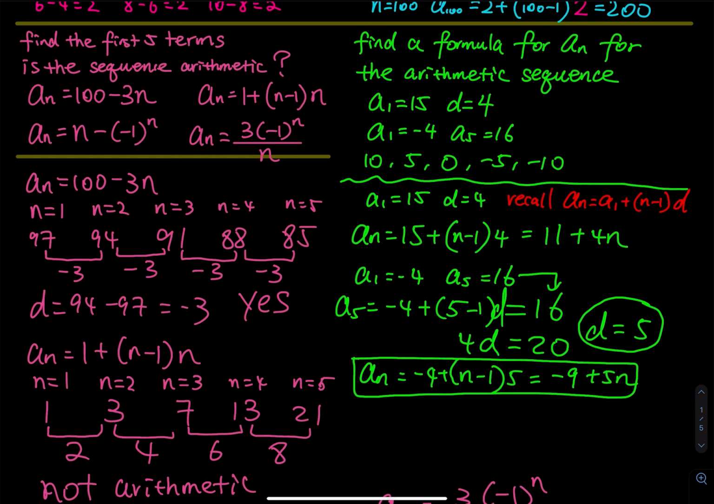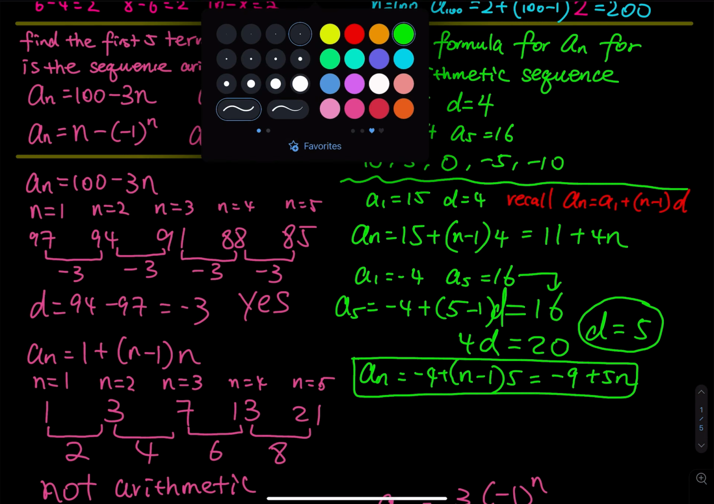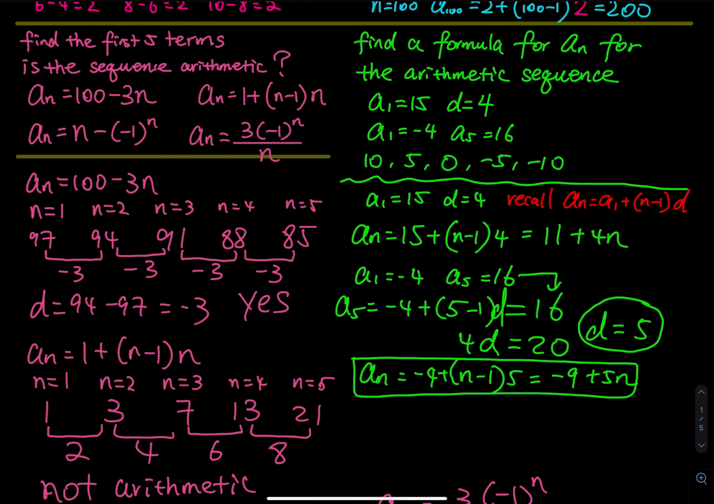All right, what about the last one? The last one, to save a little bit of space, I'm going to do some work over here. So the common difference from 10 to 5, you subtract 5, subtract 5, subtract 5, subtract 5. So the common difference is -5. And then the first term is 10.